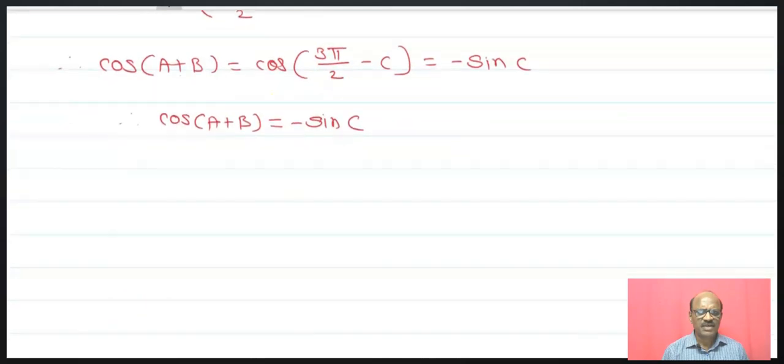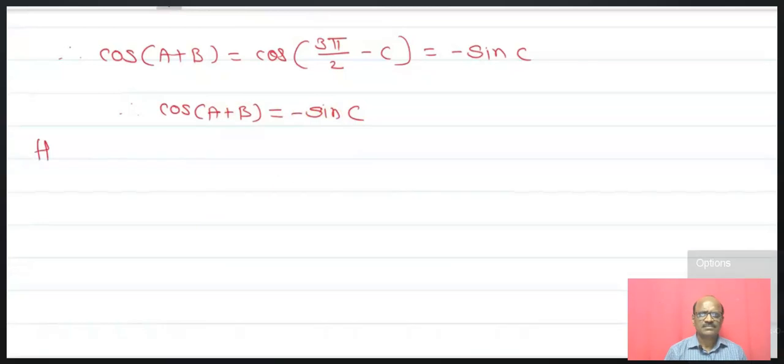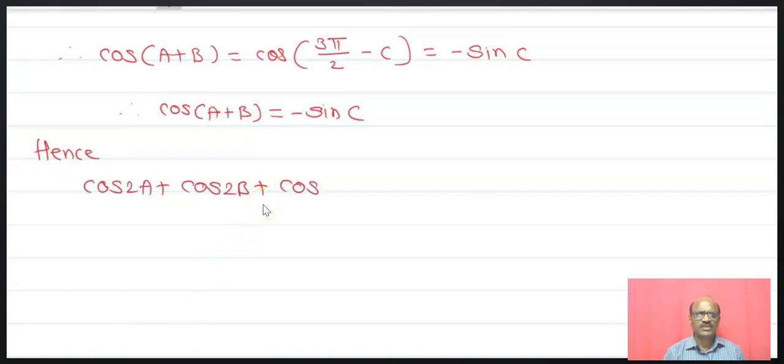Now whenever there is a 3 pi by 2 minus theta, the function changes. Now this cos will become sine, and 3 pi by 2 minus C comes in the third quadrant, and in the third quadrant cos is negative, and that's why we have minus sin C. Therefore cos of A plus B is equal to minus sin C. Hence cos of 2A plus cos of 2B plus cos of 2C is equal to.